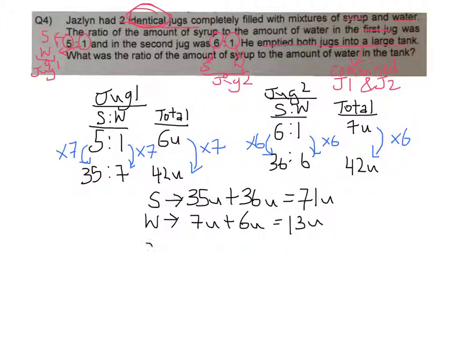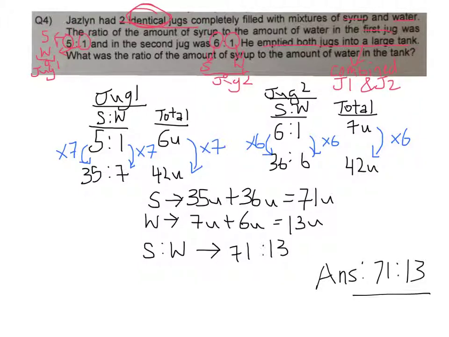And if I want syrup is to water, what do I get? So for syrup, I have to drop the units, remember? So 71 is to 13. And that is the answer. 71 is to 13. Well, hope you understand.